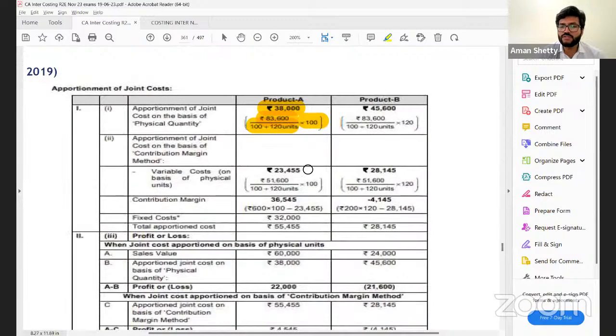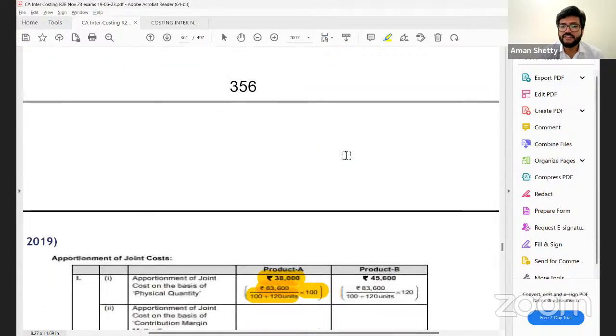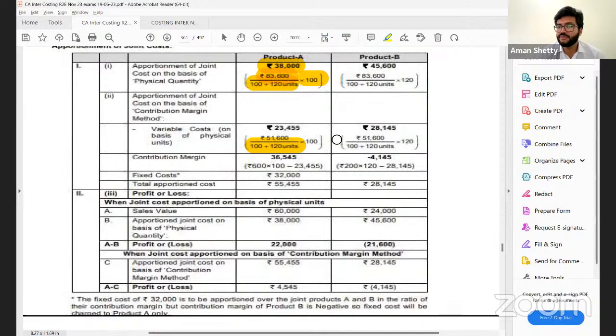Variable cost, I told you, you can use a physical output method, yes or no? Proportion. Variable cost total is 51,600. So 51,600 divided by 220 into 100, again you can do. Okay, you get variable cost for A and B.